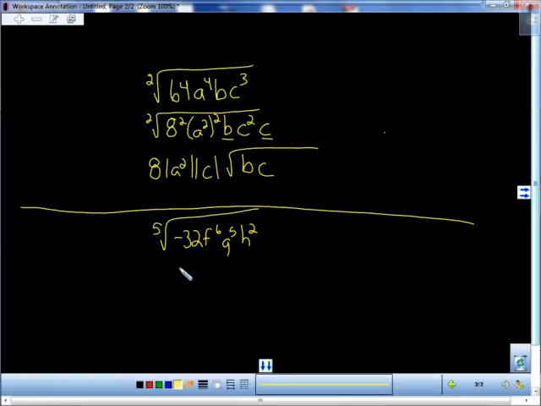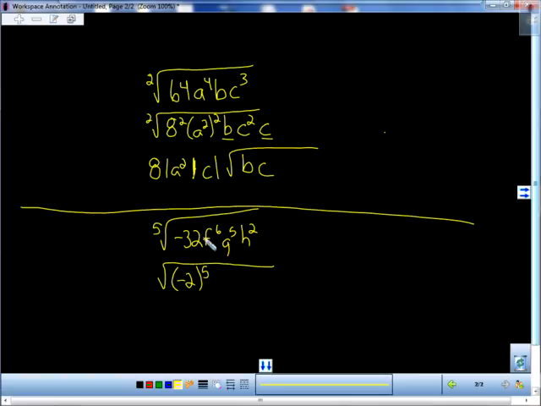Now here we're going to do the same thing. And actually we can just write this with just one absolute value in between. Here we're going to do the same thing. Now we need to figure out a term to the fifth power to give us each of these variables. So what to the fifth power would give us negative 32? Well, negative 2 to the fifth would give us negative 32.